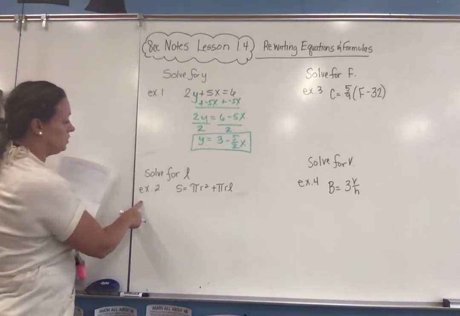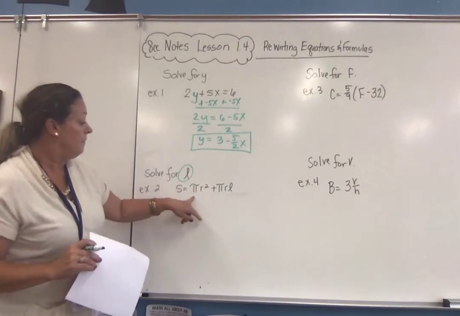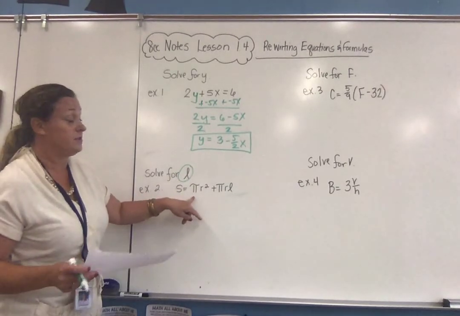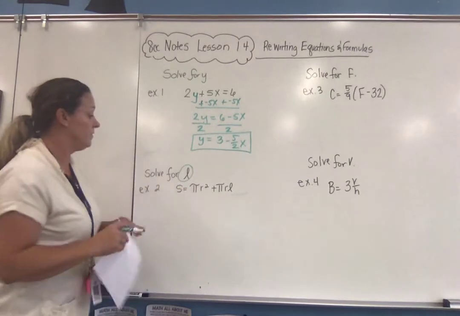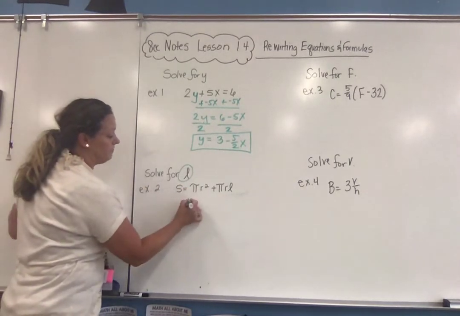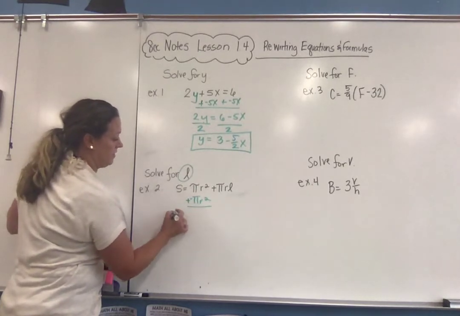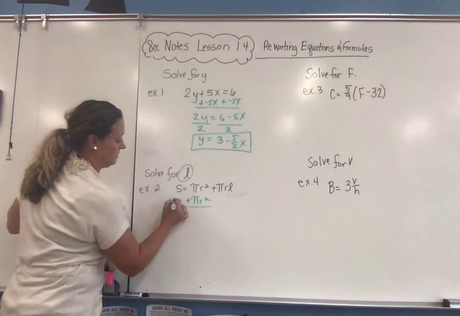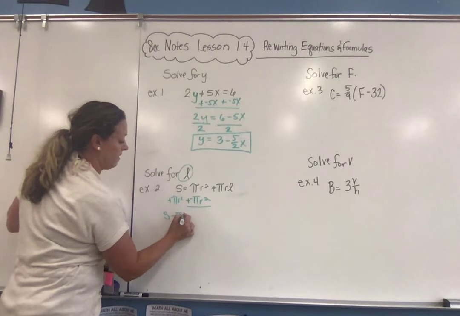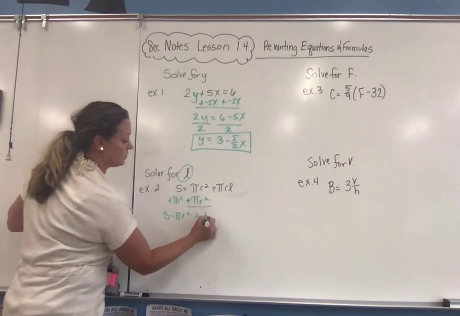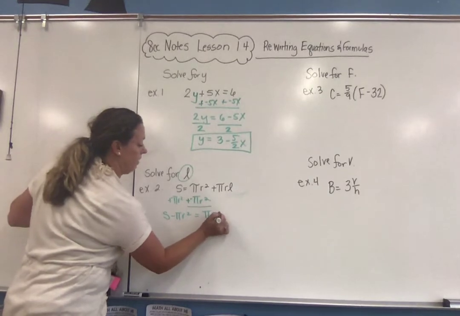In example 2, we're going to be solving for the variable L. S equals, or surface area, equals pi r squared plus pi r L. So I'm going to move away the term that is being added, and I'm going to add to both sides negative pi r squared. So I have s minus pi r squared is equal to what is remaining on the other side, which is pi r L.